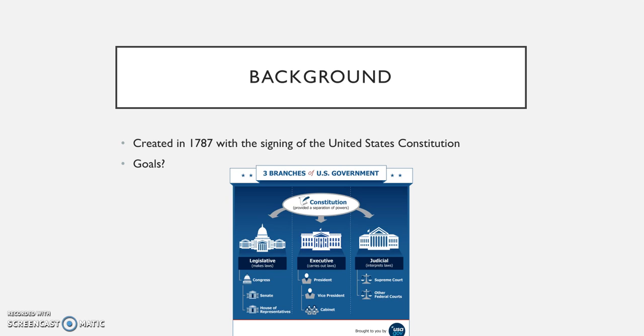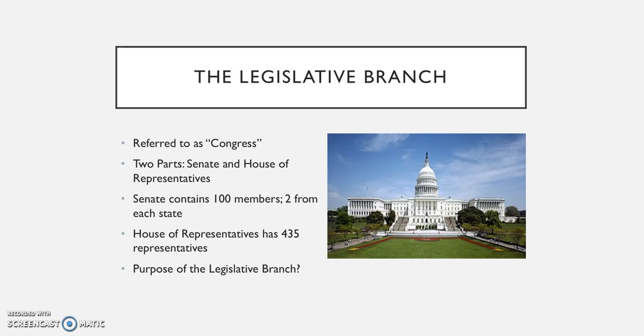Pictured below are the three branches of the United States government. The first is the legislative branch, which makes the laws, and is made up of Congress, Senate, and the House of Representatives. Next is the executive branch, which carries out the laws, and is made up of the president, the vice president, and the president's cabinet. Lastly, the judicial branch, which interprets the laws, and is made up of the Supreme Court and other federal courts. So first, the legislative branch.